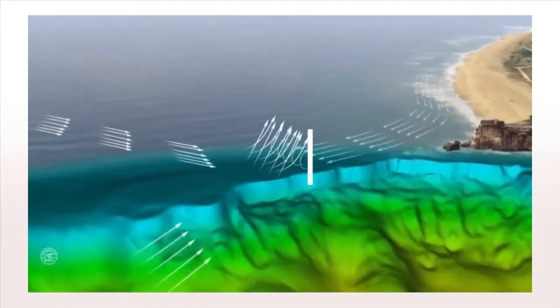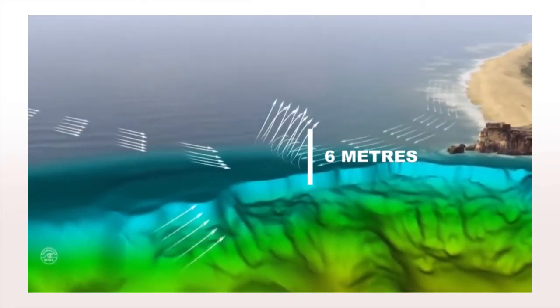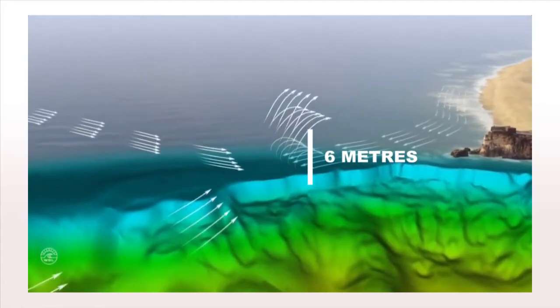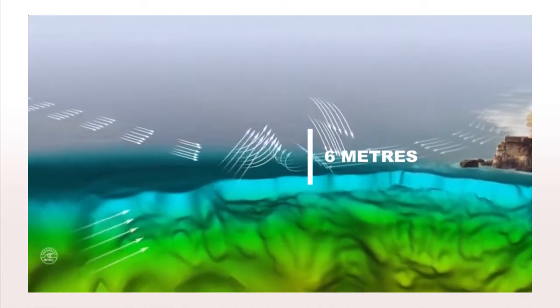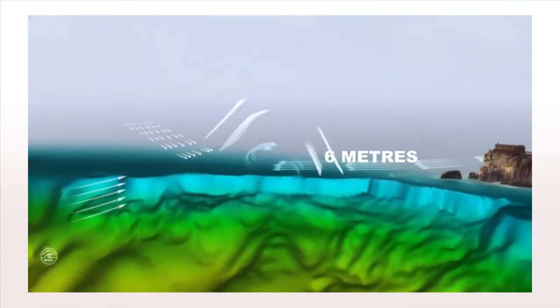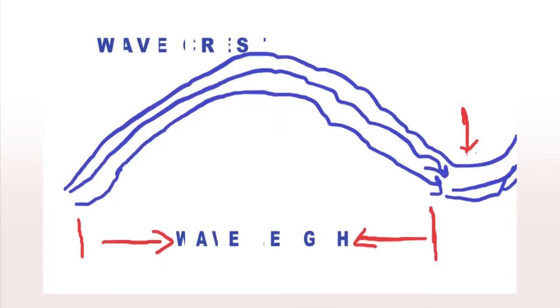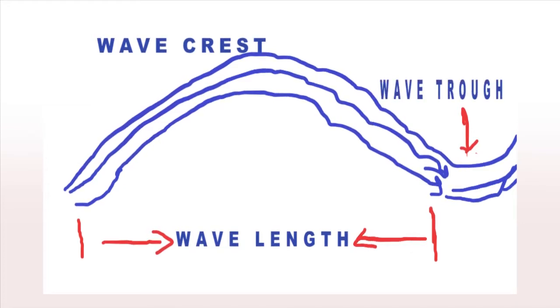It is about 6 meters on its crest to the areas where it goes down. The crest is the high part of the wave, while the total distance of the wave is called the wavelength. The side that is going down is referred to as the wave trough. The length of the wave is about 120 meters.